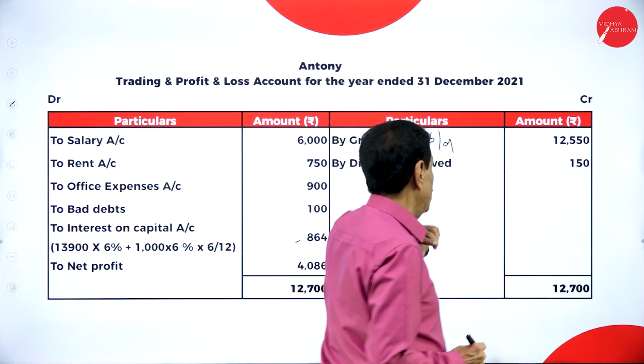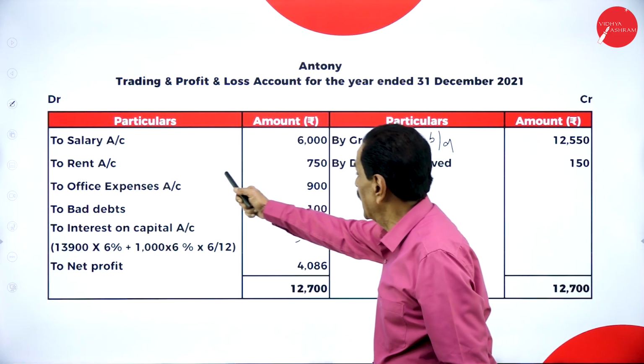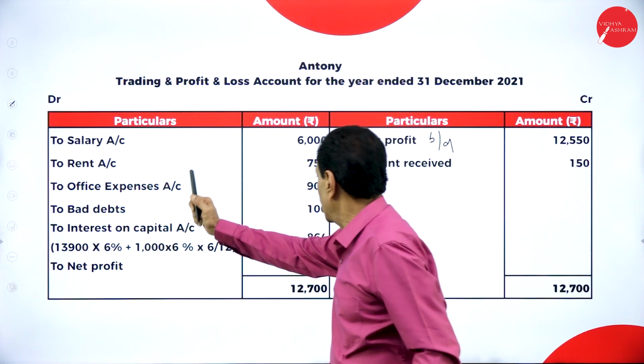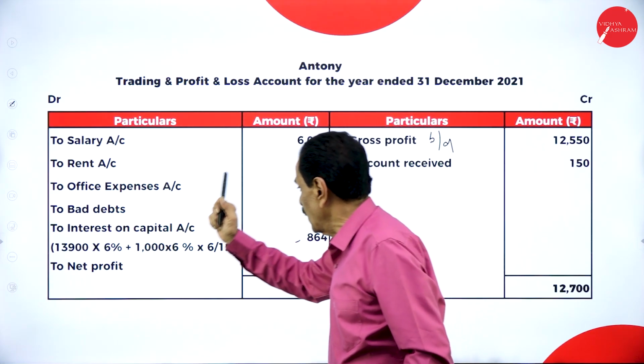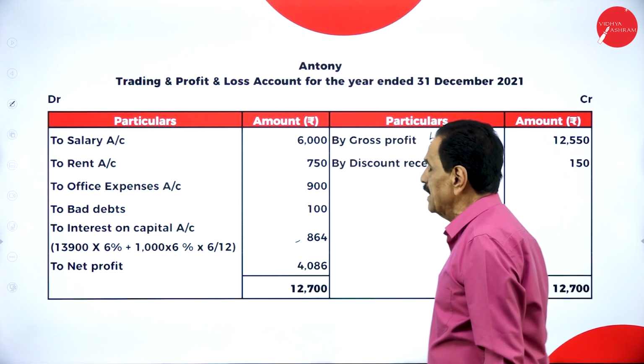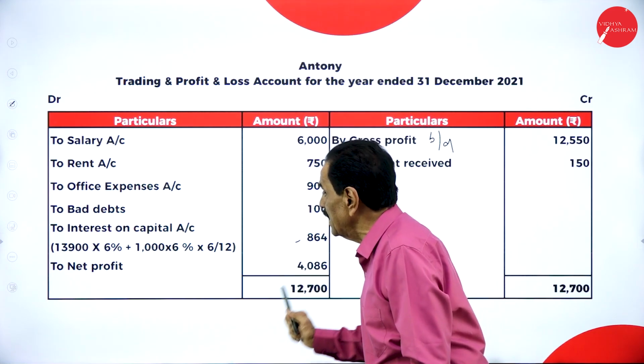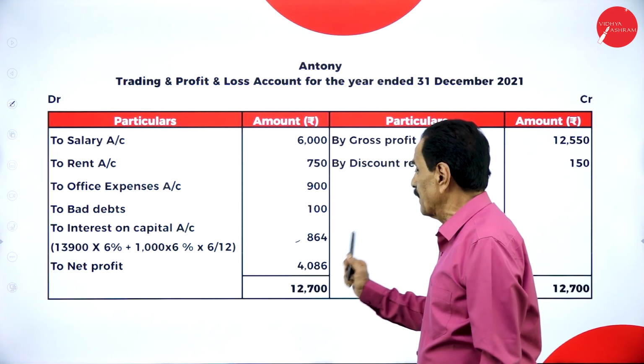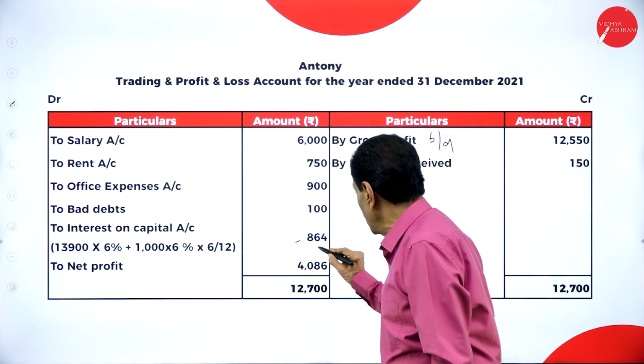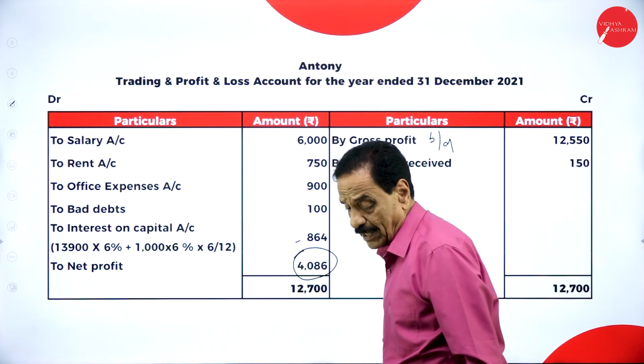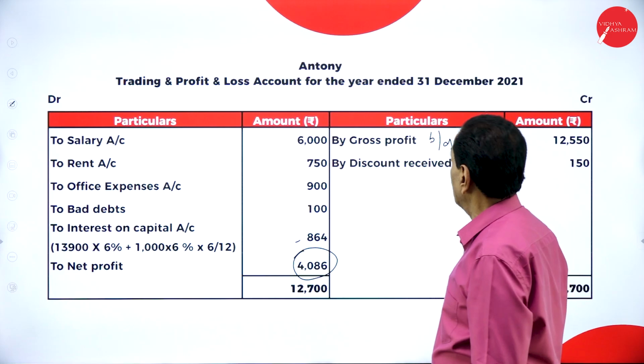Your discount received is 150. Your salary 6,000. Your rent paid is 750. Your office expenses is 900. Your bad debt is 100. Interest on capital will work out to 864. Your net profit is 4,086. We'll move on to the final balance sheet.